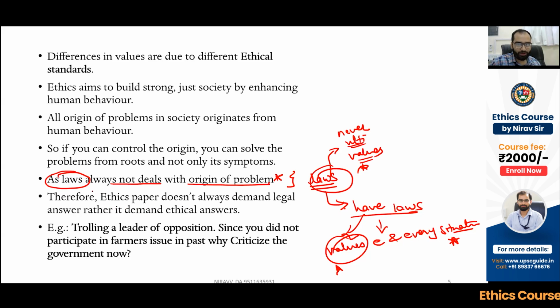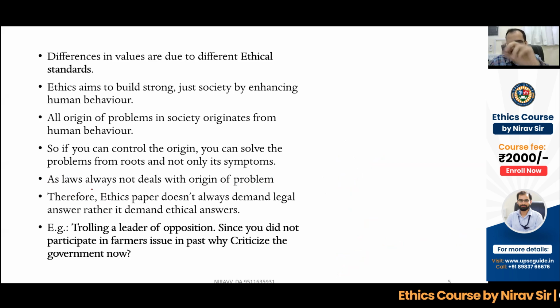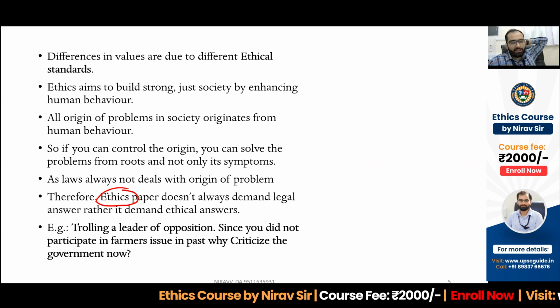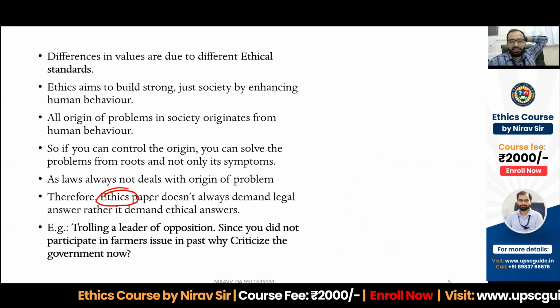Therefore, whenever you write the ethics paper, whenever I check the ethics paper, right now I am checking the ethics paper because we have many mains students, so I am evaluating that ethics paper. What do I find in the ethics paper?